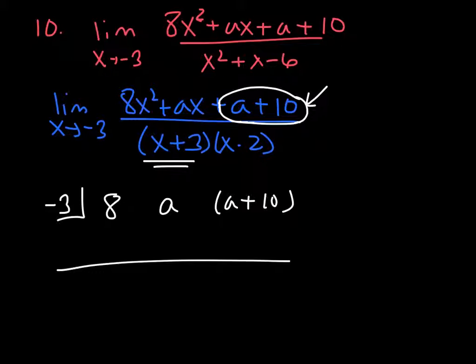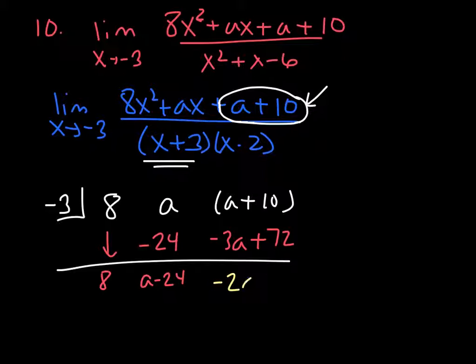Start your synthetic division by dropping down the 8, and then you multiply, we get negative 24. Adding those together, we get a minus 24. And then when you multiply by negative 3, you'll get negative 3a plus 72. Adding that last column together, we have negative 2a plus 82.